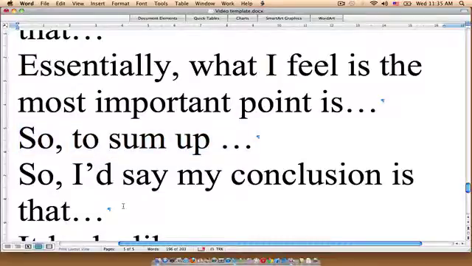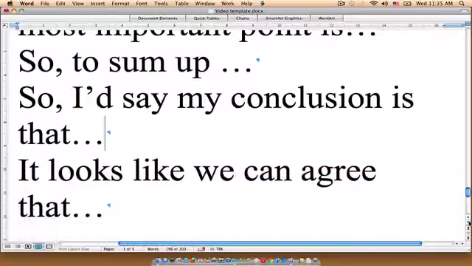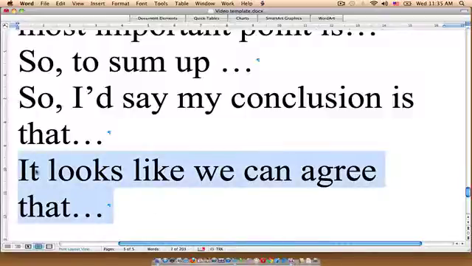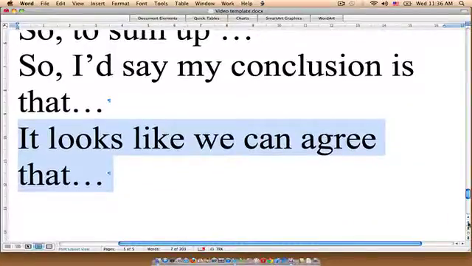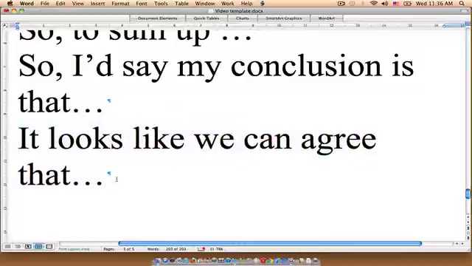So I'd say, "My conclusion is that." "It looks like we can agree that." Now, this is probably something that you would use in part 3 of the speaking exam when you're talking with your examiner. If there's some area that's common between the two of you, or an opinion that you both share, you might want to use a phrase like, "Oh, it looks like we can agree that living standards in Dubai are very high," or whatever.